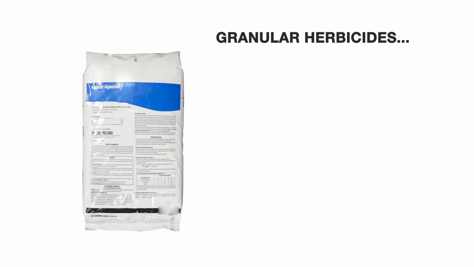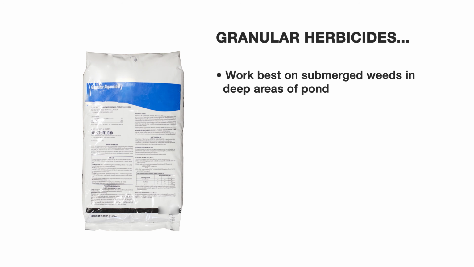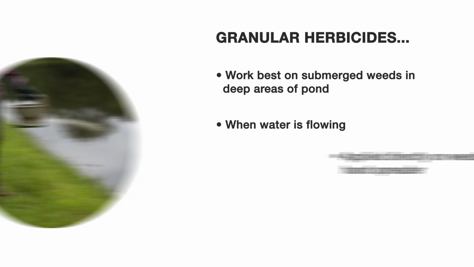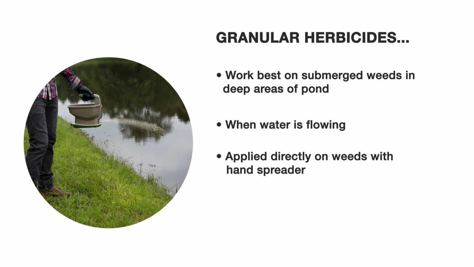Granular herbicides work well on submerged weeds in the deep areas of the pond and when water is flowing. Granular herbicides are applied directly onto the weeds using a hand spreader, using the application rate on the label of the herbicide. As for algae, it usually has a musky smell and can be either dark or bright green.